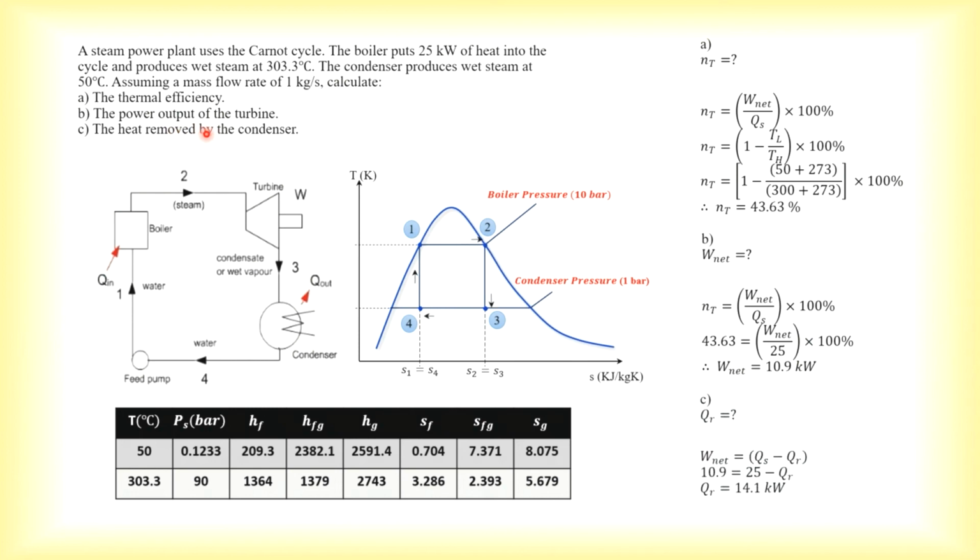Then after that, heat removed. Since network is equal to heat supply minus heat rejected, from this we will be able to find out the heat rejected. This is a much simpler workings.